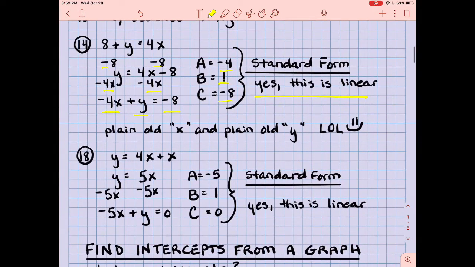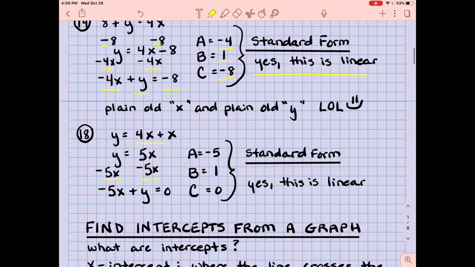Number 18 looks like this: y equals 4x plus x. I'm going to combine like terms and get y equals 5x. And then if I really want to put this in standard form, I'm going to subtract the 5x to get negative 5x plus y equals 0. So a is negative 5, b is 1, and c is 0. This is standard form, so yes, this is linear.